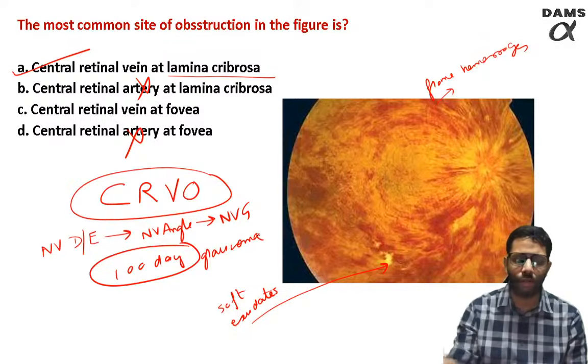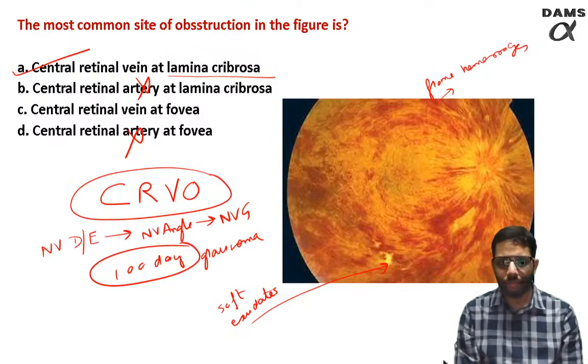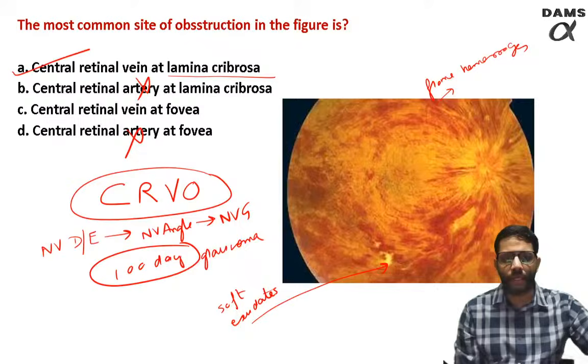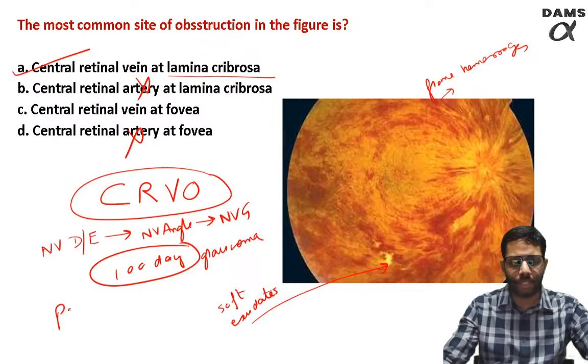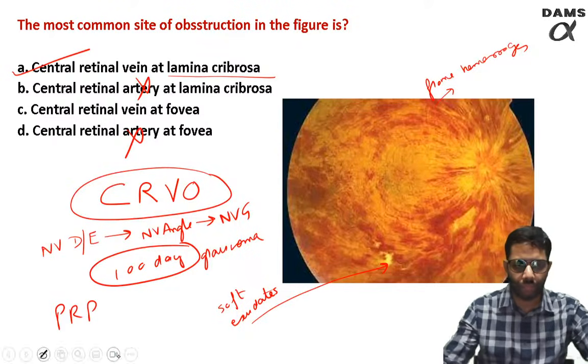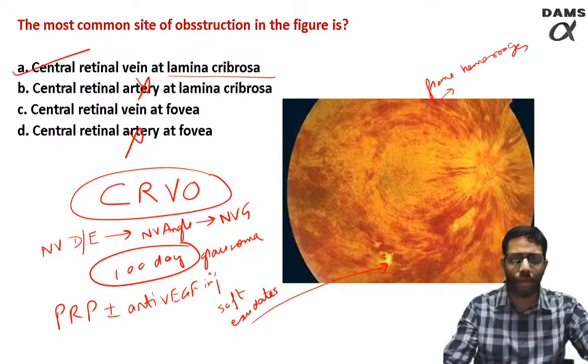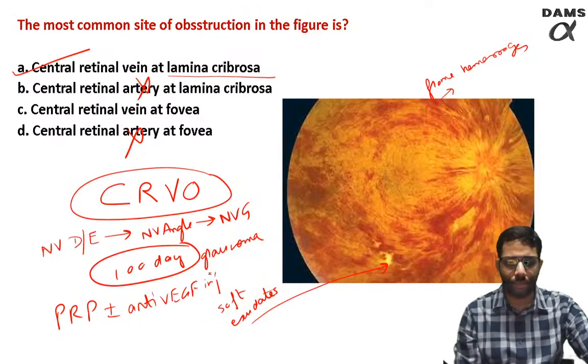Who can tell the management of this patient? Anti-glaucoma drugs are given, yes. But what is the main management? Destroy the entire hypoxic retina. The ocular management is pan-retinal photocoagulation, plus or minus adjuvant anti-VEGF injection. The same management which you do for the proliferative stage of diabetic retinopathy if there are new vessels. So A is the answer to this question.